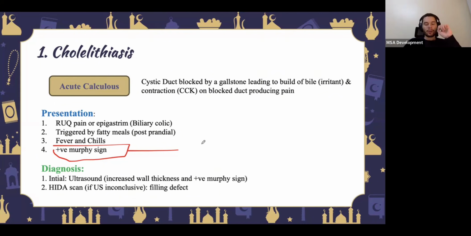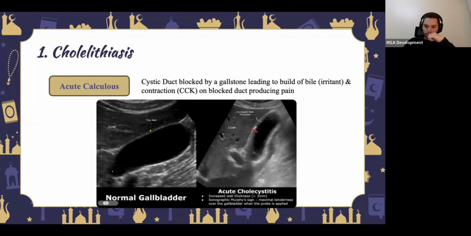How would you diagnose those patients? Your initial exam is always an ultrasound. So you start with an ultrasound, and what will you find on ultrasound? You will find an increased wall thickness. So here is a normal bladder wall. Here is a thick bladder wall. Okay? And then you'll also find Murphy sign again. So when you put the probe over here, the patient will feel pain, and that's a positive Murphy sign.